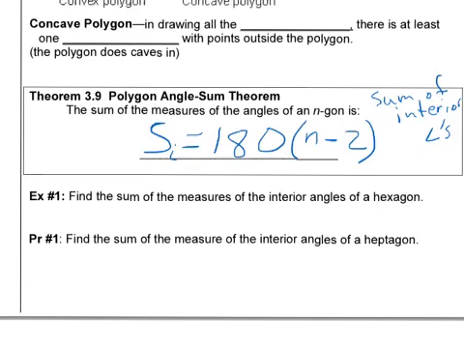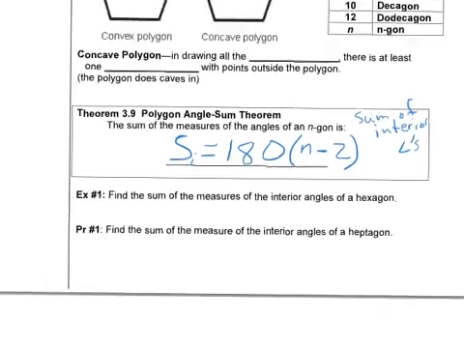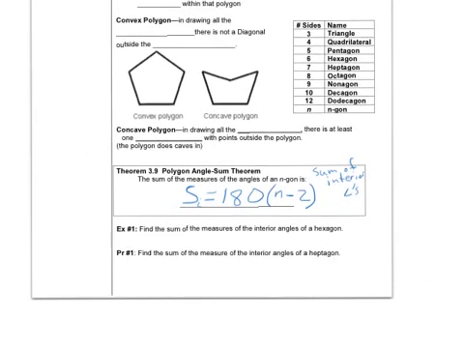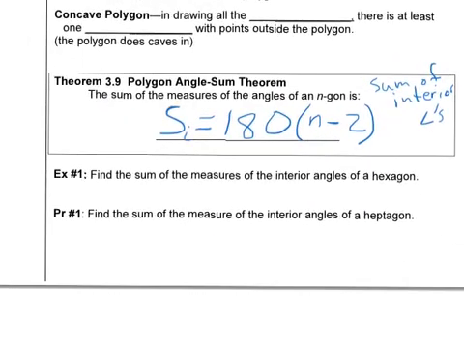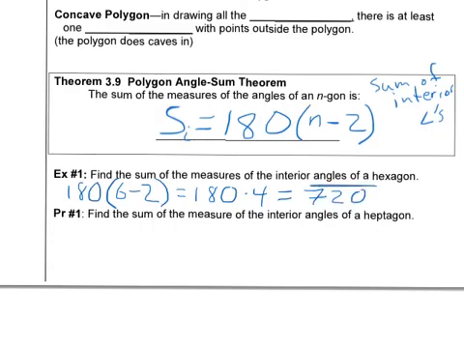So, for example number 1, it says find the sum of the measures of the interior angles of a hexagon. Well, if we look up here, we could see that a hexagon has 6 sides. So let's go back down here. That means that our n is going to be 6. So I'm going to write 180 times, instead of n, I'm going to put a 6 because it's a hexagon, minus 2, which would give me 180 times 4. That means that I could fit 4 triangles inside the hexagon. And 180 times 4 is 720. And that's it. That's the sum of the angles inside a hexagon.